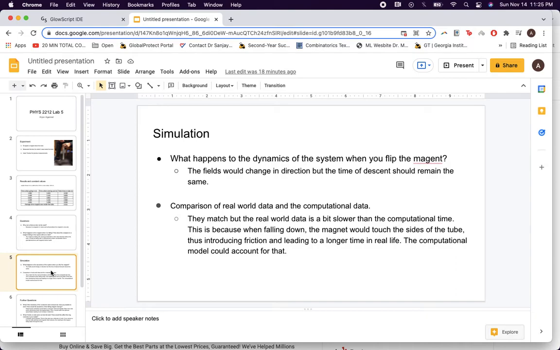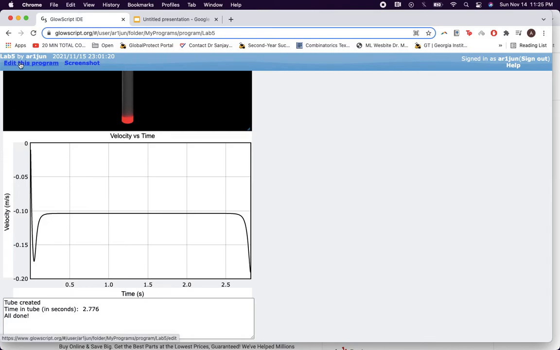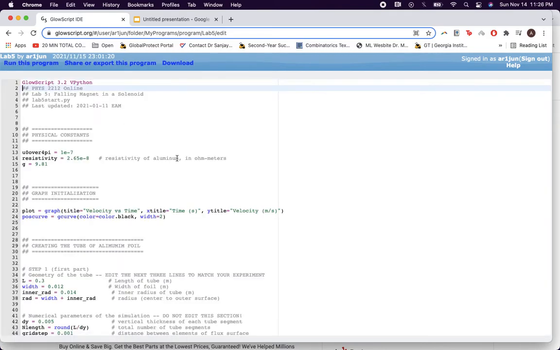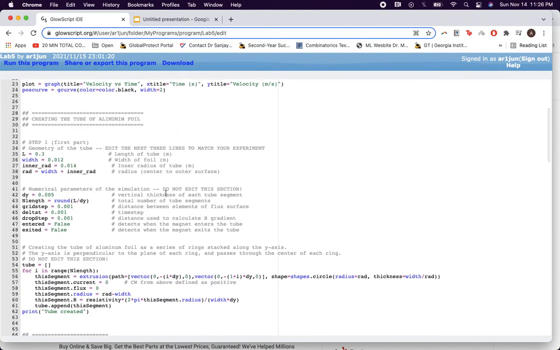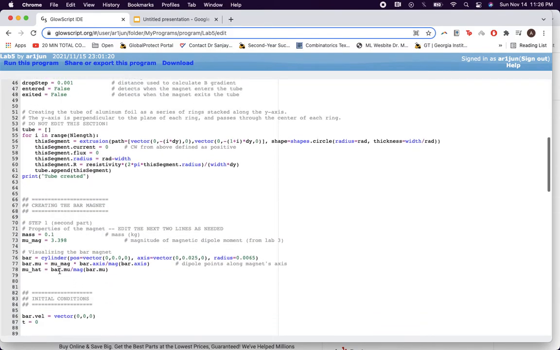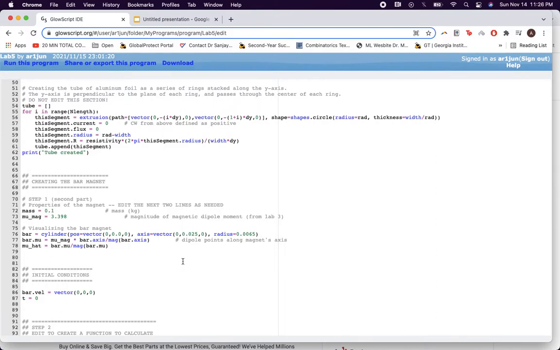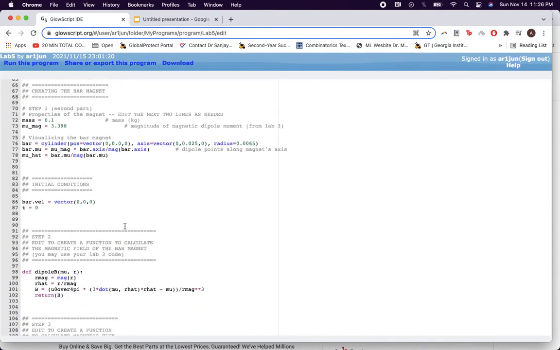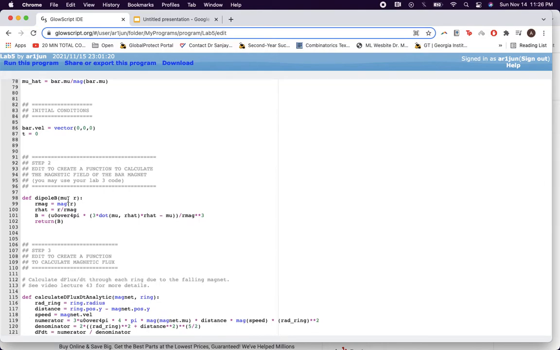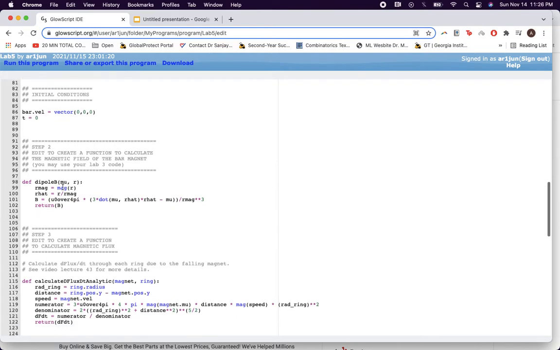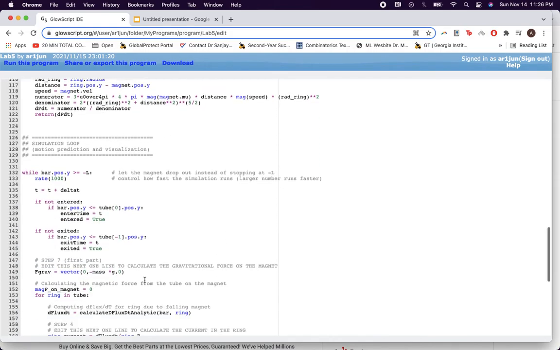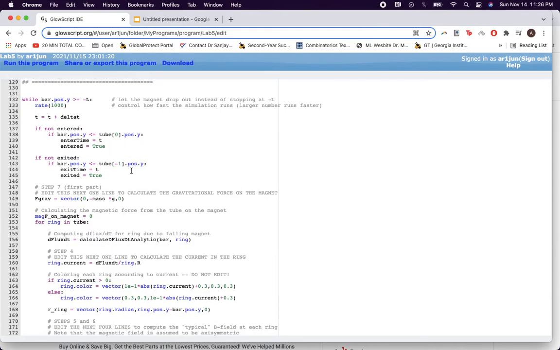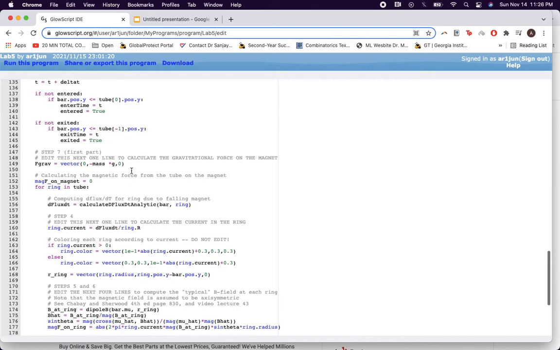Now we'll move on to the simulation part of the experiment. I'll move on to the code first. Here is the code for the experiment. I won't go through all of it, but this is creating the aluminum foil. This is creating the bar magnet. These are just for VPython and our calculations. Then the initial conditions, a function for the magnetic field calculations, magnetic flux calculations through one ring, and then finally the simulation loop that loops across the movement of the bar magnet as it falls.